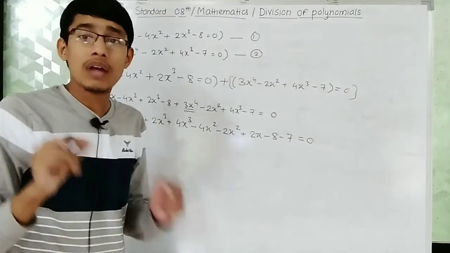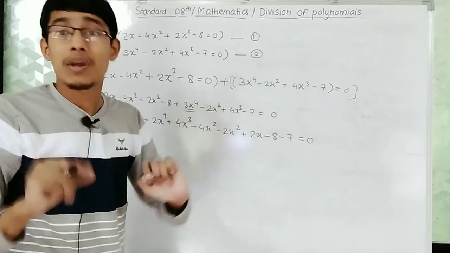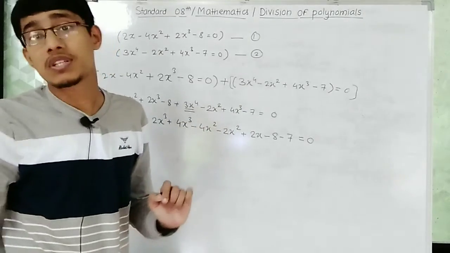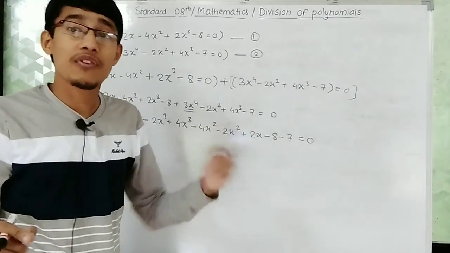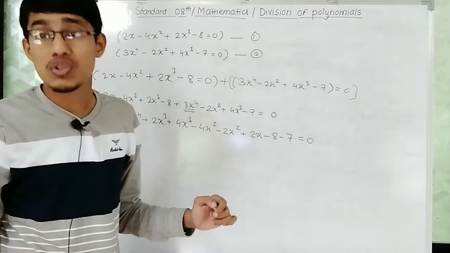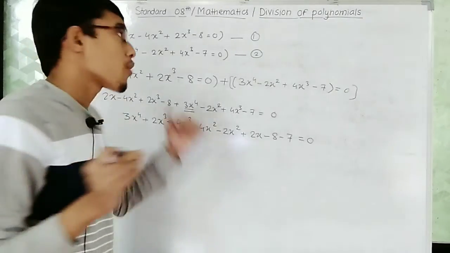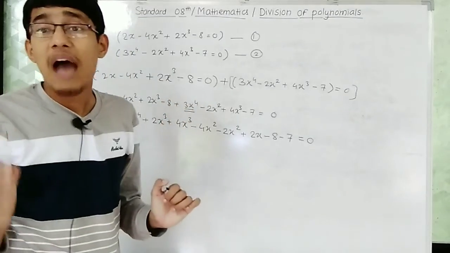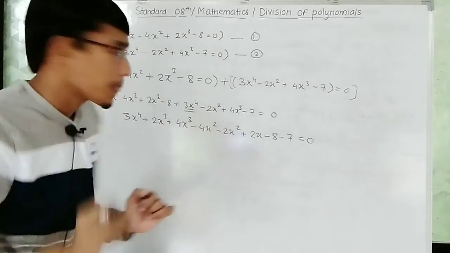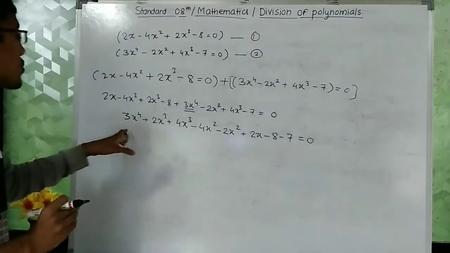Okay, you cannot add 2x square plus 3x cube. Keep this in mind, because the power for the first term is 2 and for the other term is 3. So if you want to add any terms from a polynomial, they must have the same power.